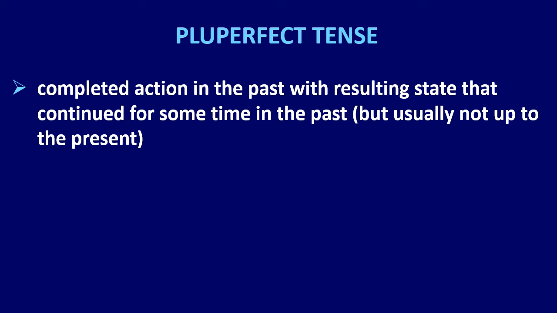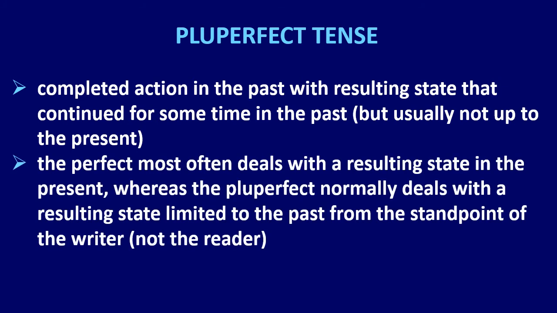It speaks of a completed action in the past with a resulting state that continues for some time, or did continue for some time in the past, but usually not up to the present. In fact, that's one of the things that distinguishes the pluperfect from the perfect, as we'll see. The perfect most often deals with a resulting state in the present, whereas the pluperfect normally deals with a resulting state limited to the past, again from the standpoint of the person writing, not you as a reader in the 20th century, of course, but from the writer in the first century when he originally wrote.